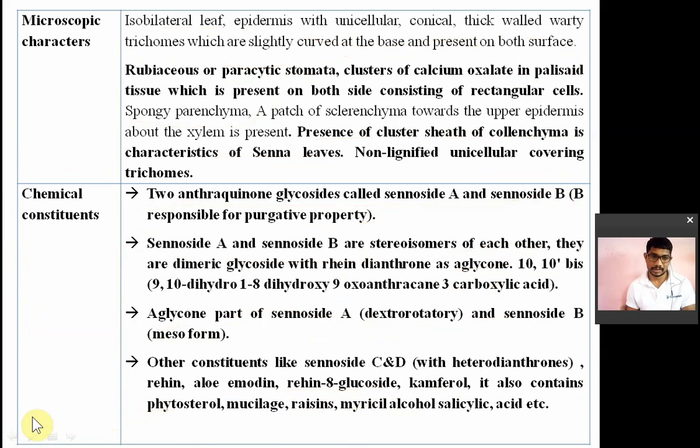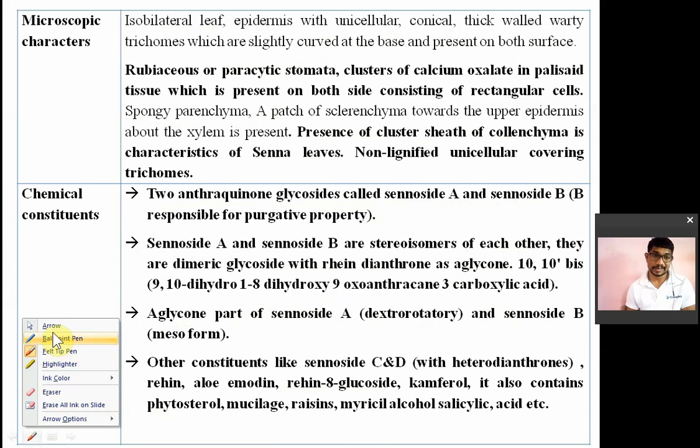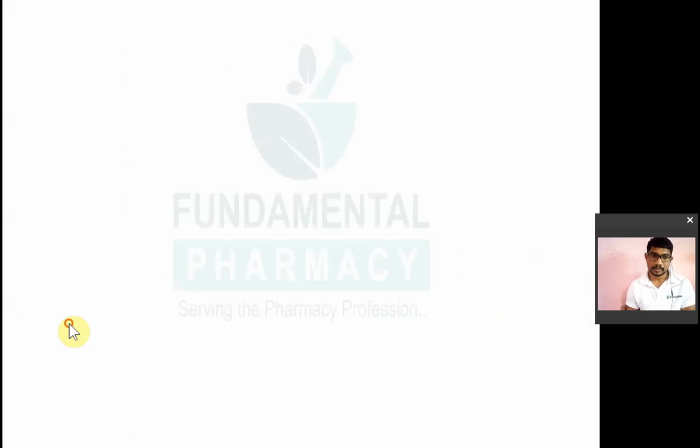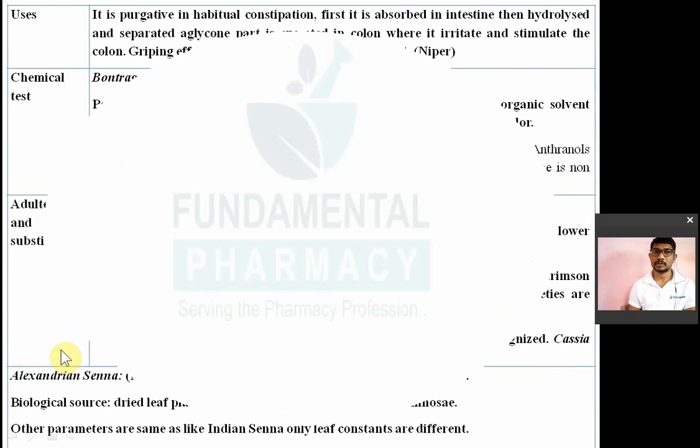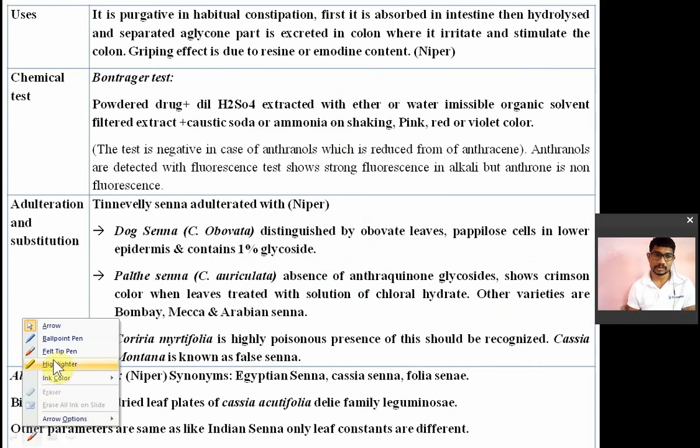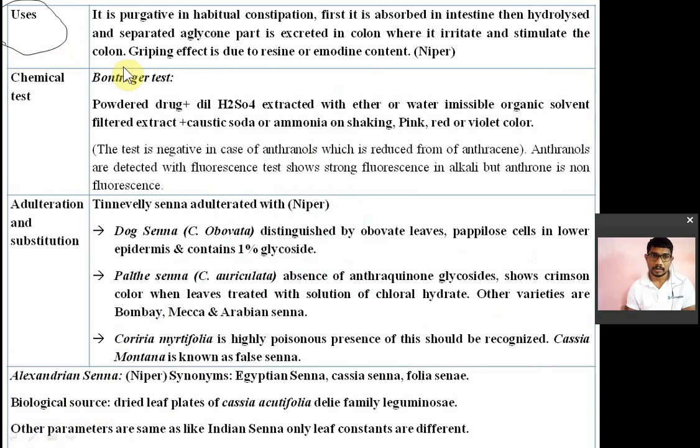Now this Senna is used as a laxative and purgative. So it is used in habitual constipation. See uses. What are the uses of this Senna? It is used as a purgative in habitual constipation. There are two terms, purgative and laxative.